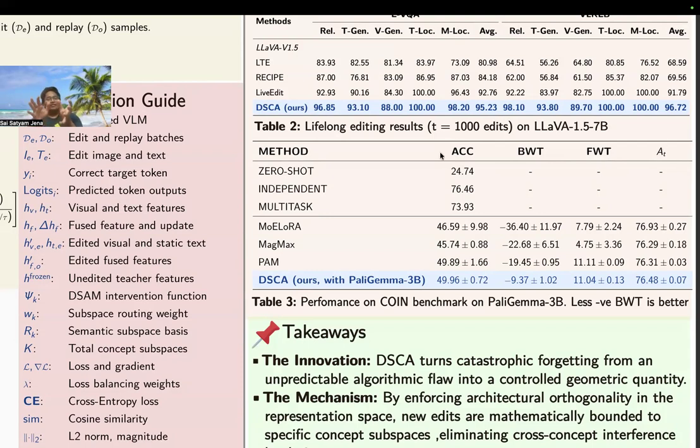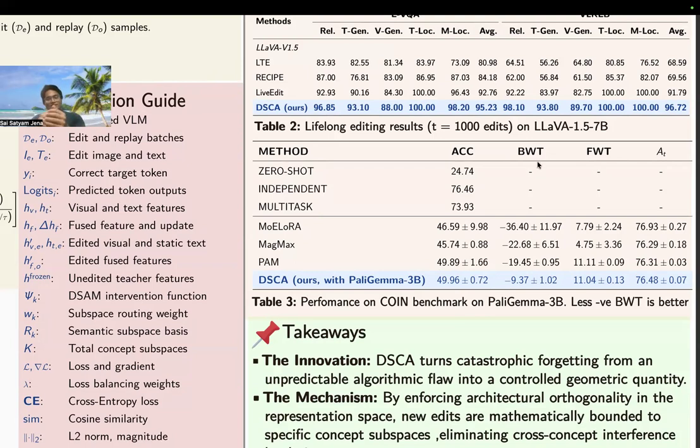So ACC is average accuracy. It means after we have sequentially fine-tuned our model across all these 8 tasks, what is the average accuracy on each of the individual tasks? In this number also you can see we are beating Google's PaLM. It was the state-of-the-art model in knowledge editing before DSCA, but we have beaten it by a fairly good amount.